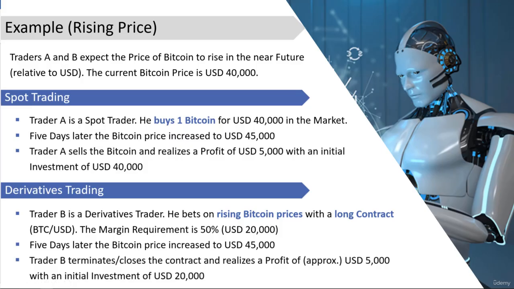We can conclude here that the profitability or the return of trader B is twice as much as trader A. Trader A invested 40,000 and trader B only 20,000 to generate a profit of 5,000. And this is the impact of leverage. We have here a margin requirement of 50%, and this is equivalent to a leverage of 2, so 2 to 1. All right, this was rising prices.